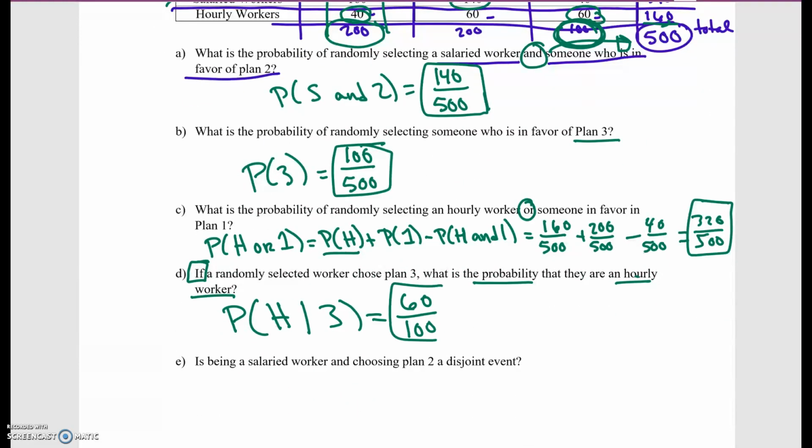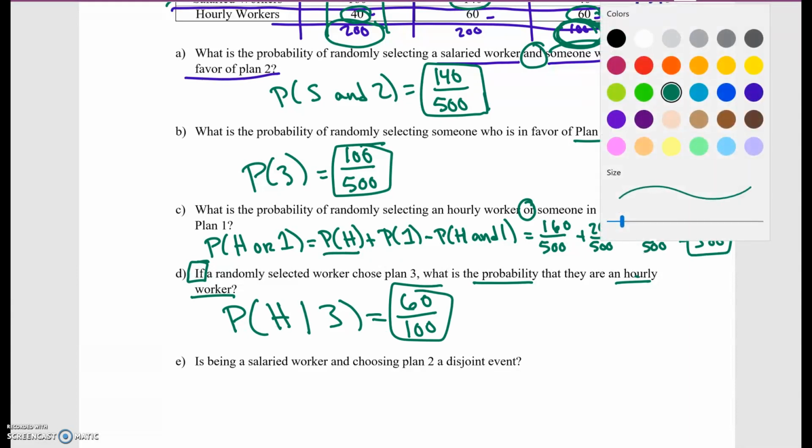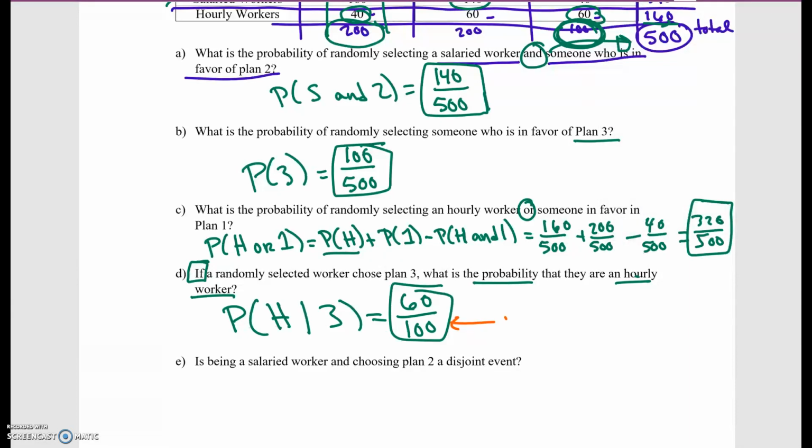Notice that here, this 100 represents the restricting of the domain. There's a restriction because it's under the condition that the worker chose plan 3, whereas the other problems did not have that.